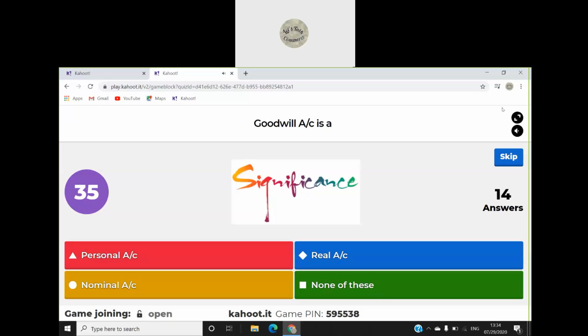Raghav has typed the wrong answer by mistake. I won't reveal the correct answer now. But if you have ticked the wrong answer by mistake, we cannot rectify it now. There is no option in this.